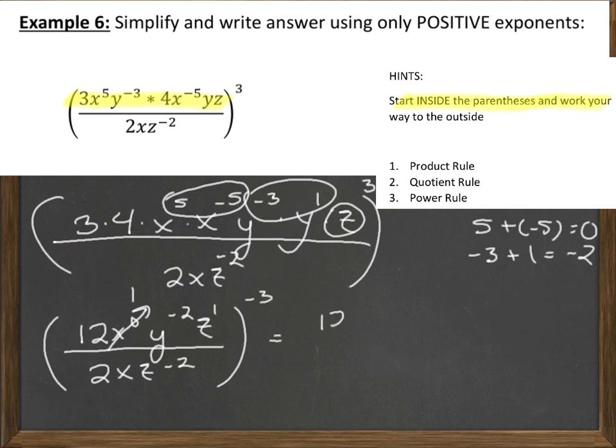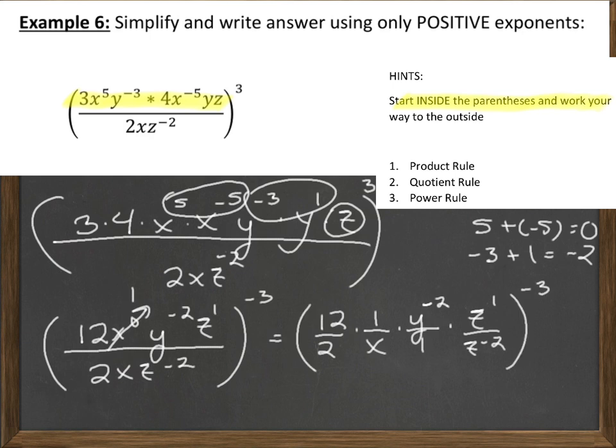So inside my parentheses, I'm going to have 12 over 2. My x is gone, isn't he? So if I wanted to write the x's, I would have to write a 1 over x. Hopefully that makes sense. For my y's, there's a y to the negative 2nd power in the numerator, but there's no y in the denominator, so I can just put a 1 there. Last but not least, I have a z to the 1st power upstairs, and I have z to the negative 2nd power downstairs. And again, all this is still being raised to the negative 3rd power. We're just ignoring that for right now.